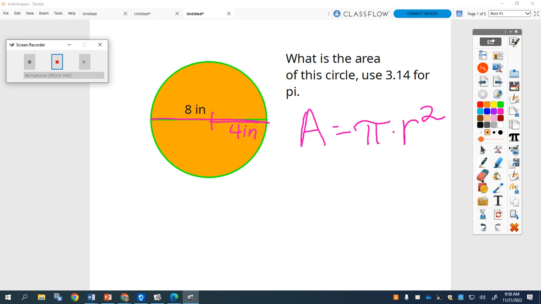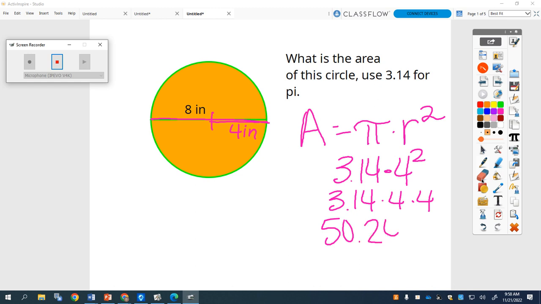So I'm going to substitute that in. Pi is 3.14. My radius is 4 squared. So now I'm just going to get out my handy dandy calculator and go 3.14 times 4 times 4, and it comes out to be what? Okay, 50.24 inches squared.